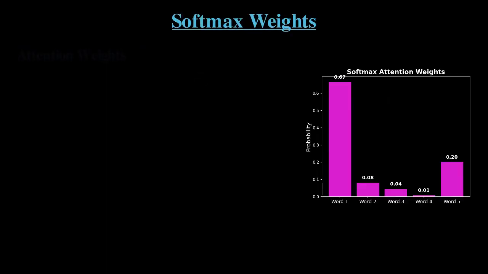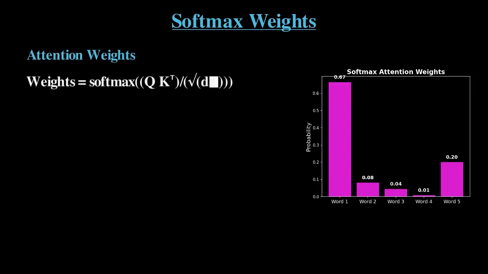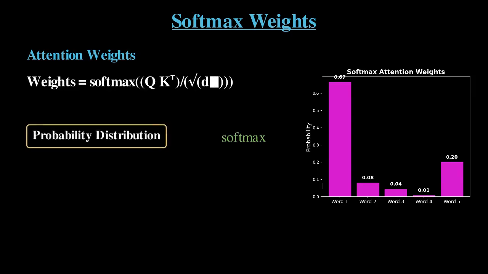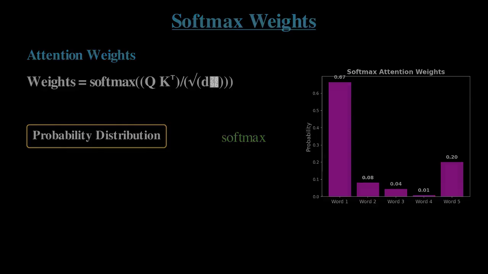Next, we apply the standard softmax function row-wise to these scaled similarity scores. The softmax operation mathematically normalizes the raw scores so that they are strictly positive and sum to exactly 1 for each query. These normalized values effectively act as the attention weights, representing a discrete probability distribution. They explicitly instruct the neural network on exactly where to focus its attention.